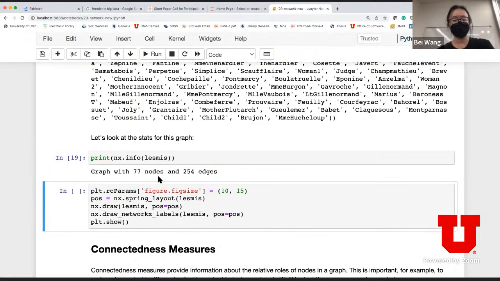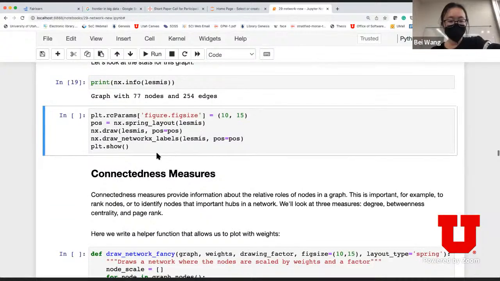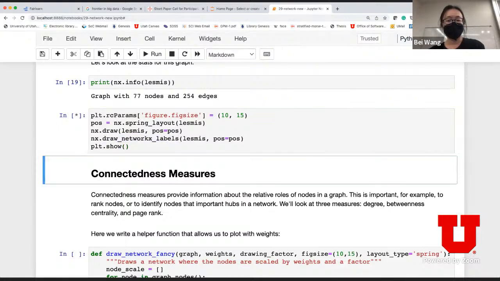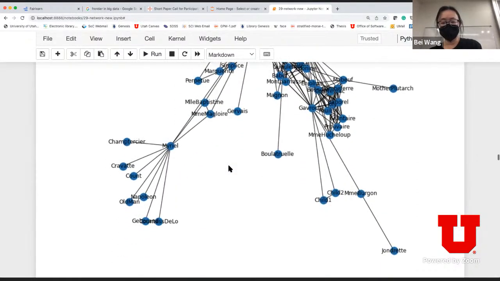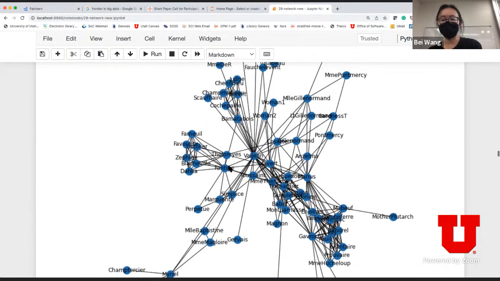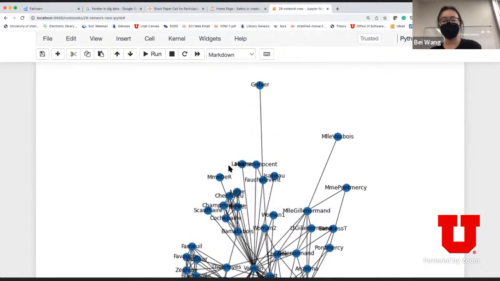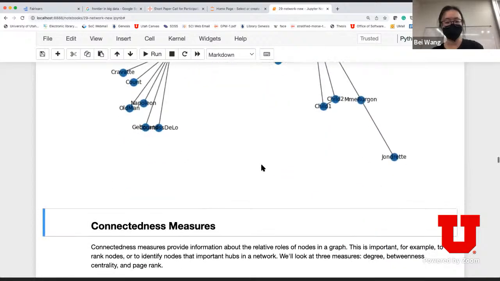Well, in the specific social network from Hugo's novel, there are 77 nodes and 254 edges. And I can actually draw them as before. This is again drawing this network with labels, and this is what you get. In some sense, this shows the interaction network of characters in the novel.